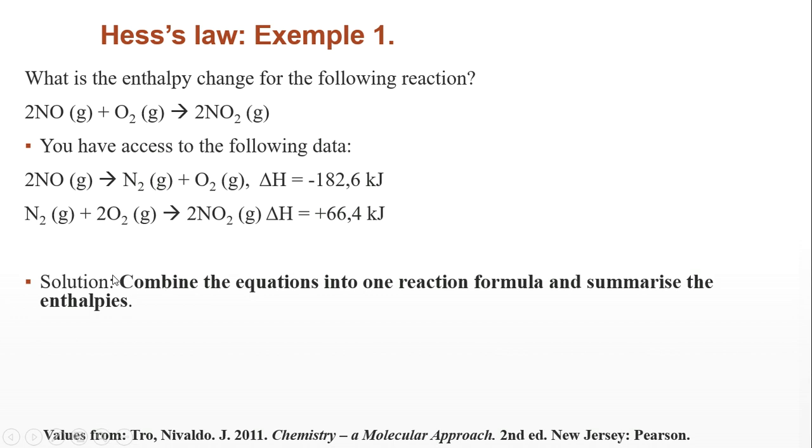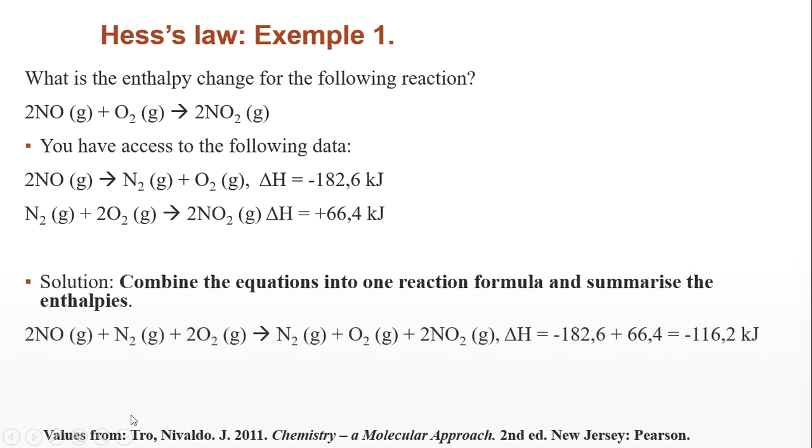We combine them into one reaction formula, and then we summarize their enthalpies. So we're going to take all of the reactants of this and add them at the reactant side. We're going to take the products of this reaction and put them on the product side, like so. And then we can also summarize the enthalpies here. So a positive and a negative value being added together, because we have an exothermic and an endothermic process.